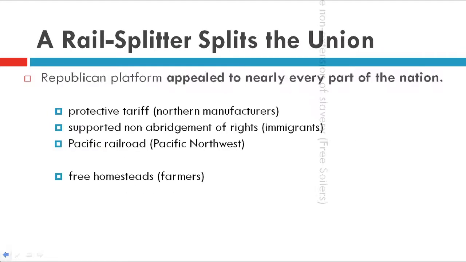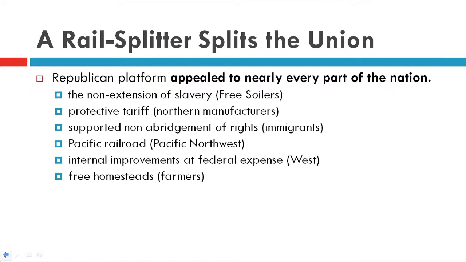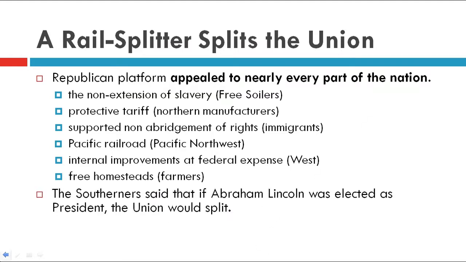And obviously the Republican Party will run Abraham Lincoln in 1860, and their platform, while they do represent the West, I suppose, as a section, is appealing to as many people as possible. They support the non-extension of slavery, which appeals to free soilers, they support a protective tariff, which appeals to Northern manufacturers and any Whigs hanging around, they support non-abridgment of rights to appease immigrants, they support a Pacific Railroad, they support internal improvements at the federal expense, and they support free homesteads for farmers. Southerners said that if Abraham Lincoln was elected president, then the Union would split.